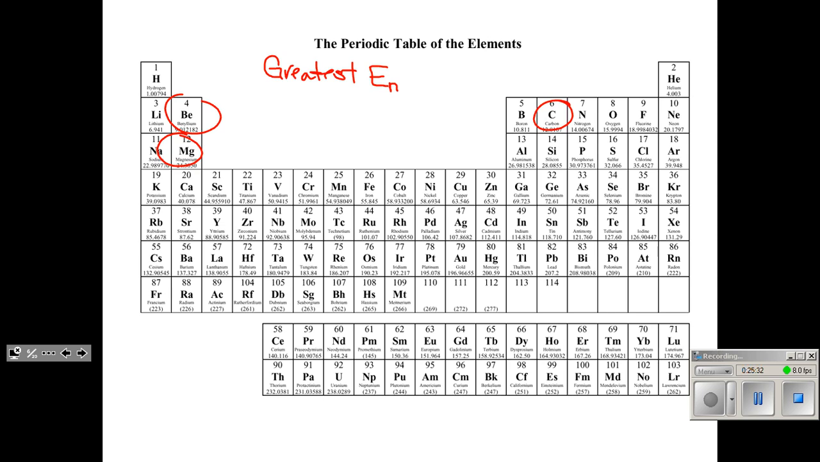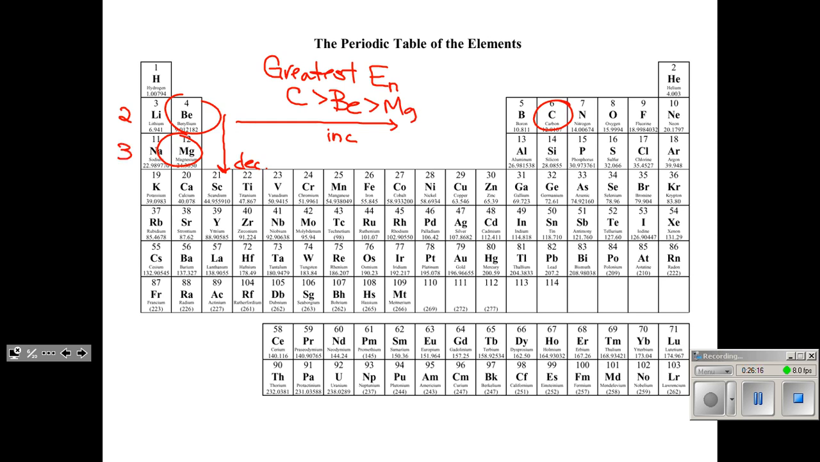So electronegativity, we know that as you go down a family, electronegativity decreases. As you go across a period, electronegativity increases. So we know that carbon is going to have the greatest electronegativity. So carbon is greater than beryllium and magnesium. And then if we consider beryllium and magnesium, the one that is higher is beryllium. Electrons would be joining that at energy level 2, whereas magnesium electrons would be joining that at energy level 3.